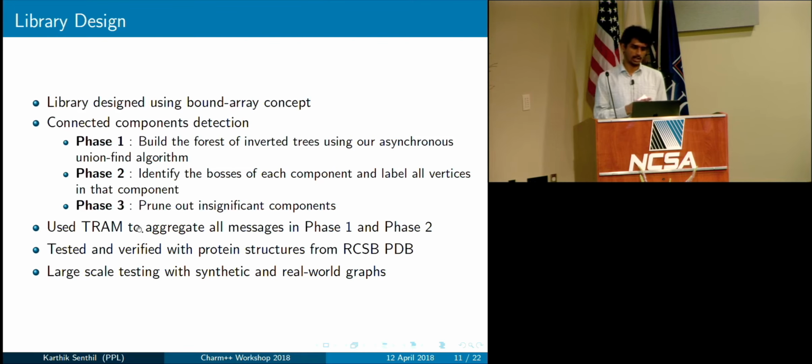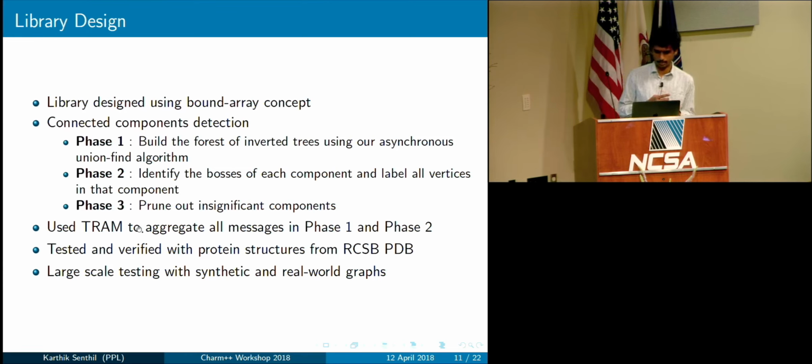We used TRAM to aggregate all these messages in phase 1 and phase 2, and we tested and verified the correctness of our library with some protein structures that we borrowed from the RCSB Protein Data Bank. And we also do some large-scale testing with some synthetic and real-world graphs.